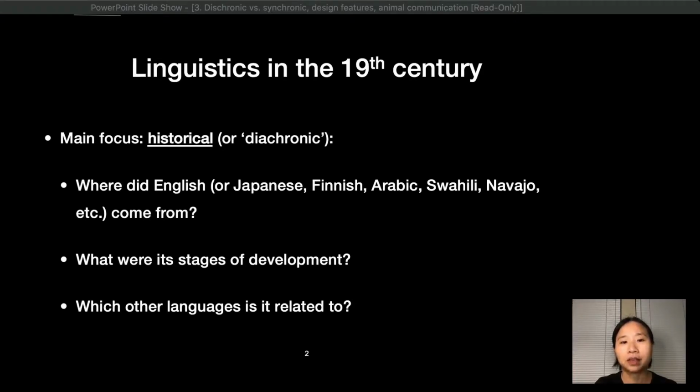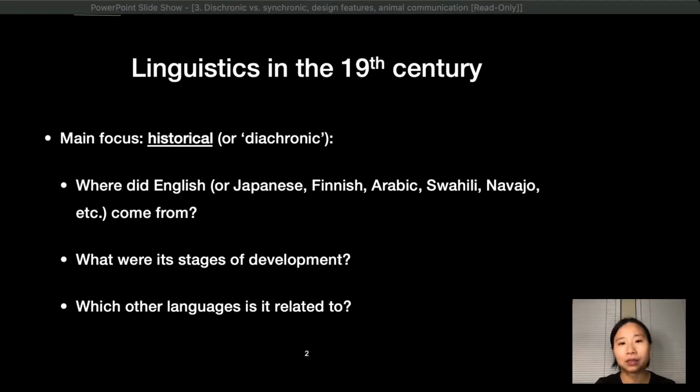So the main focus, or the trend in research back then, was historical linguistics, or diachronic linguistics. If you're a linguist working on English, you ask, where did English come from? What are its stages of development? And note that this is not just English linguists. If you are a Japanese linguist, or Finnish linguist, or Swahili linguist, or Navajo linguist, you essentially asked similar questions.